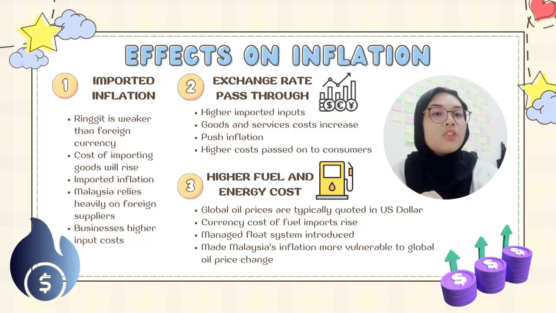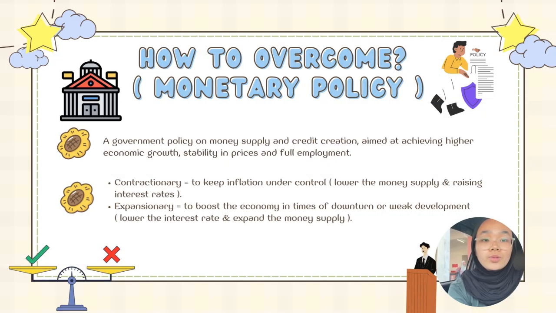This plays a role in increasing inflation in our country. So all the three effects I mentioned before are related to each other, and that is how depreciation of ringgit affects Malaysians' inflation. How to overcome? We use monetary policy. It is a government policy on money supply and credit creation, aimed at achieving higher economic growth, stability in prices, and full employment.